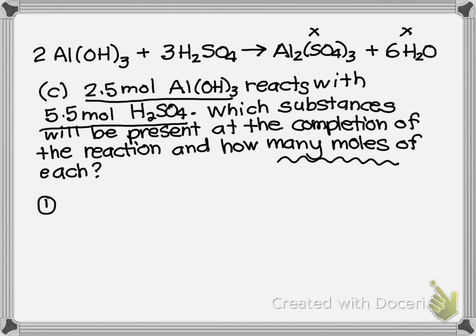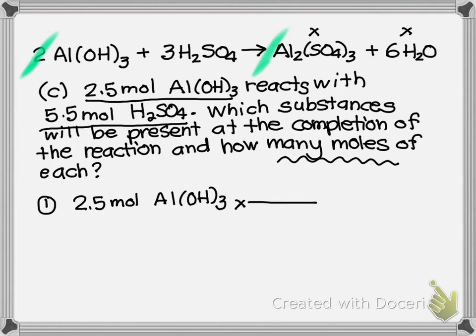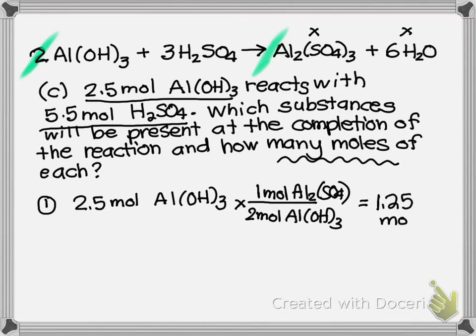So the first thing I'm going to do is figure out which is the limiting reactant. So I'm going to start with the 2.5 moles of aluminum hydroxide. And I'm going to see how much aluminum sulfate is made. So looking up here, there's a 1 and then a 2 there. It's a 2. And so then I'm going to put the 2 moles aluminum hydroxide and the 1 mole aluminum sulfate. Okay, so that is 2.5 divided by 2. Okay, so 1.25 moles of aluminum sulfate. That's how much the 2.5 moles of aluminum hydroxide will make.